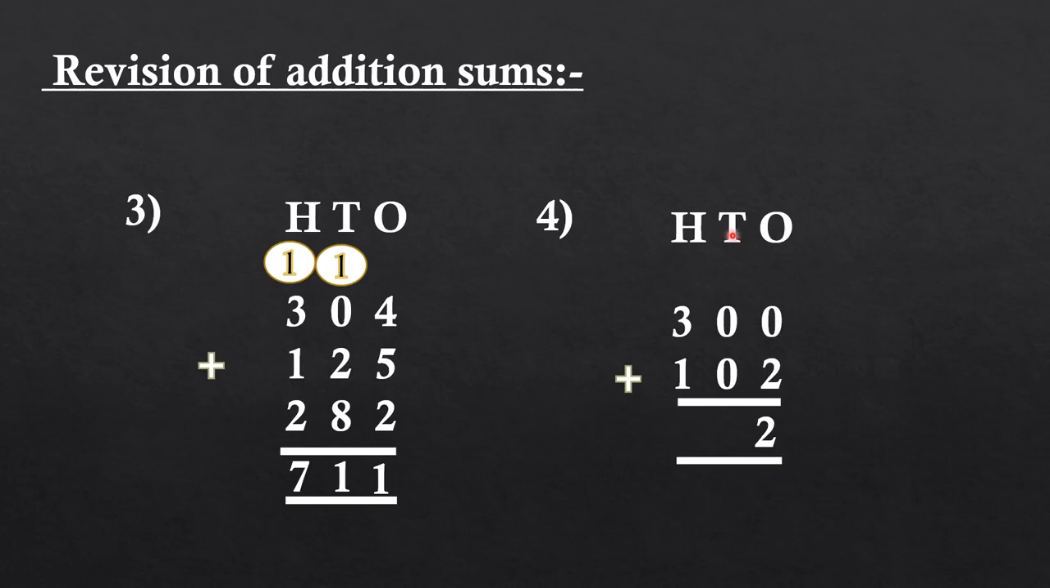Okay. At tens place column we have to add only 0 and 0, which has no value, so we will write only 0 here. Okay. Now hundreds place column 3 plus 1, that is equal to 4. So our answer is 402.